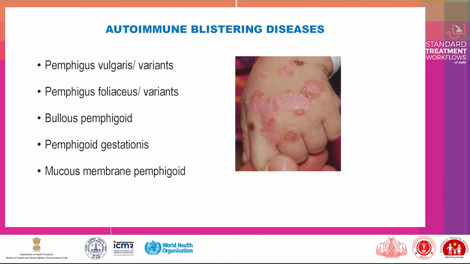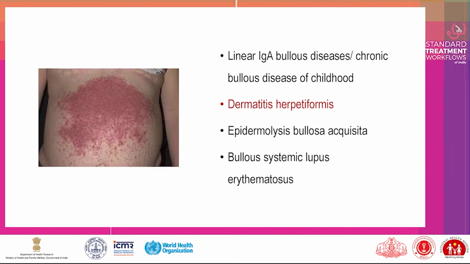Autoimmune blistering diseases: pemphigus vulgaris variants, pemphigus foliaceus variants, bullous pemphigoid, pemphigoid gestationis, mucous membrane pemphigoid, linear IgA bullous diseases, chronic bullous disease of childhood, dermatitis herpetiformis, epidermolysis bullosa acquisita, bullous systemic lupus erythematosus.